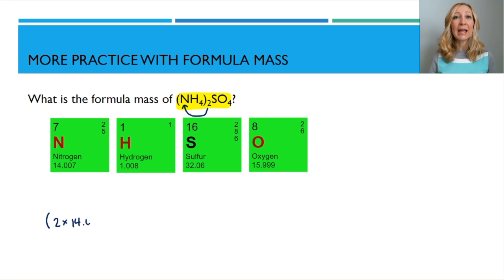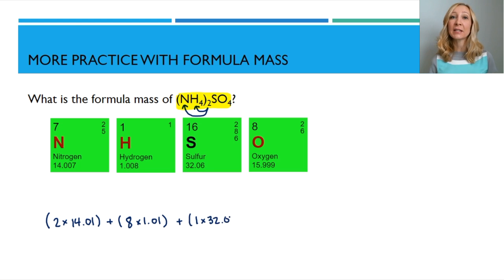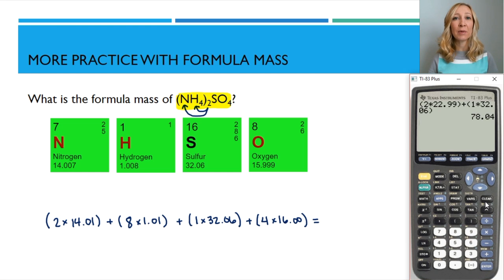We have 2 nitrogens, and each nitrogen has a mass of 14.01, and then we have hydrogens. Now there are 2 NH4s, so we have 8 total hydrogens, and each hydrogen has a mass of 1.01. Then we have 1 sulfur and 4 oxygens with a mass of 16.00 each. Now as I show my work here, I'm putting each element in parentheses because I want to show each element individually. I even included the 1 for sulfur. You don't have to do this, but I've done it to show you that there's only 1 atom of sulfur.